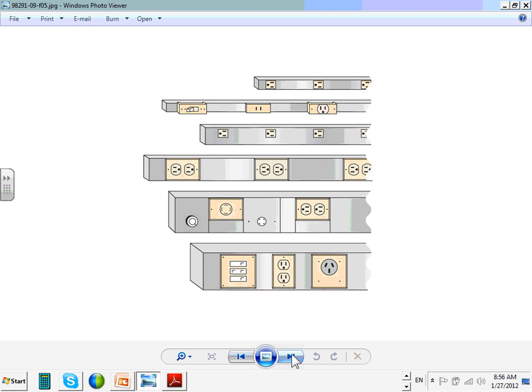The multi-outlet assembly is pre-manufactured with all the devices in it. With raceways and wireways, we have to put in the boxes for the devices as well as the system, the boxes and the conduits and so forth.